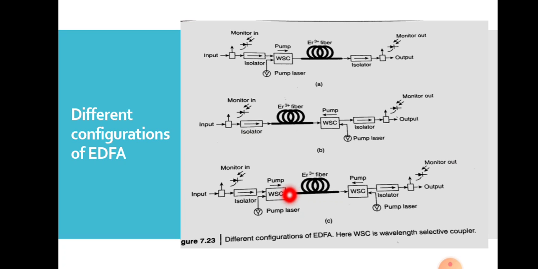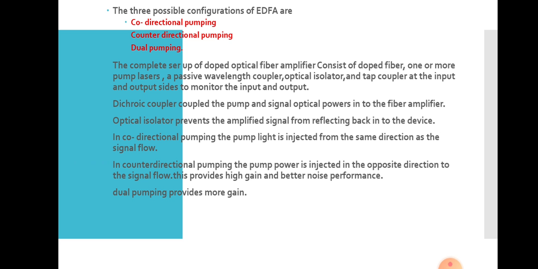Next case is that this configuration uses dual pumping. You can see at the input side and output side there are pumping sources used. In this case, the other structure is similar, the other types of components used are similar. Here there is an erbium doped fiber amplifier and isolators, and also tap couplers used to monitor the input and output. And this configuration is used to provide high gain or high linear gain. And this is about the different configurations of EDFA.